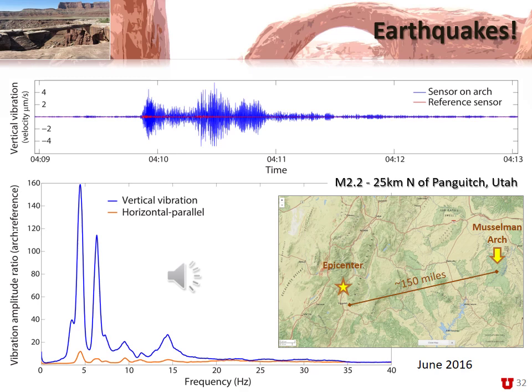You've just heard another earthquake. This is Musselman Arch, and these are data actually recorded by Ashley Rousson. She was one of the first MISTI teachers that I worked with.